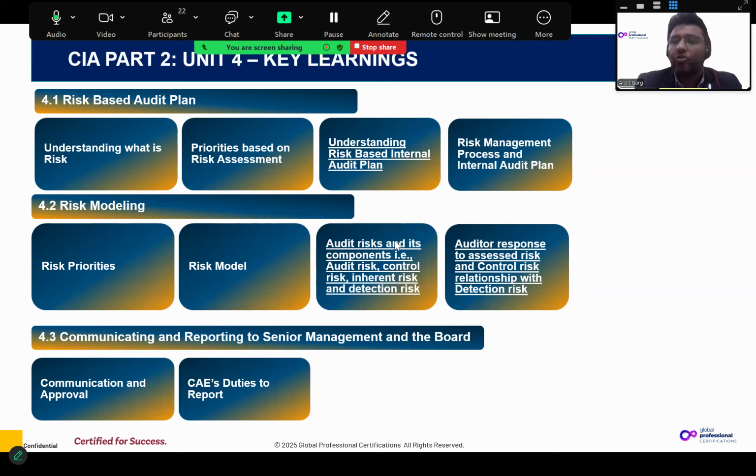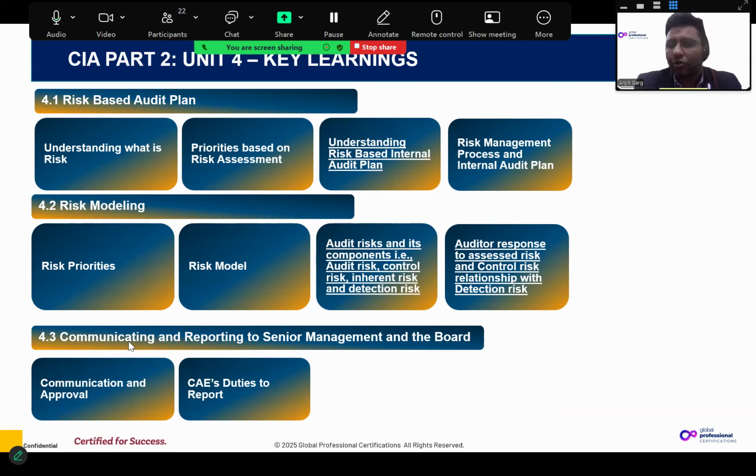So today we are also going to talk about what the components within audit risk are. This is where we'll talk about control risk, inherent risk, and detection risk. And there's a relationship between control risk and detection risk. This is something we will understand in today's concept. This is very, very important for the exam, everyone.